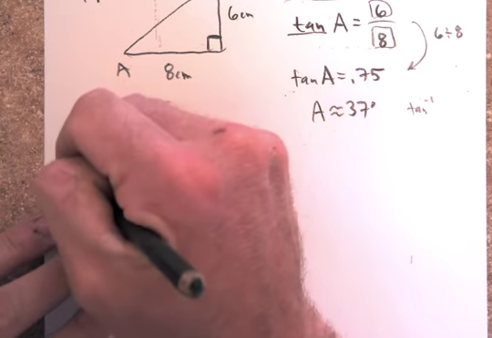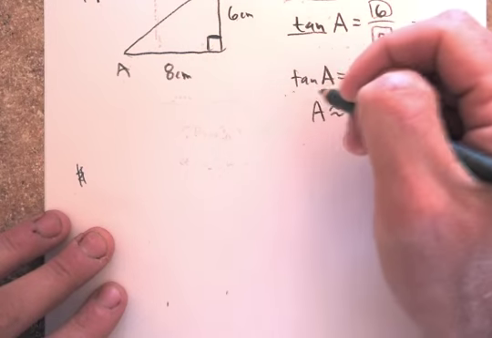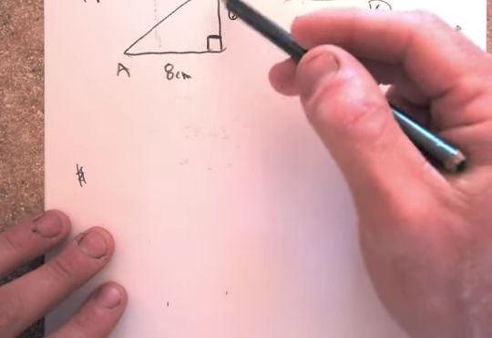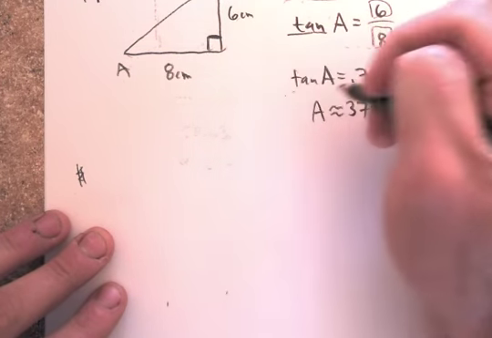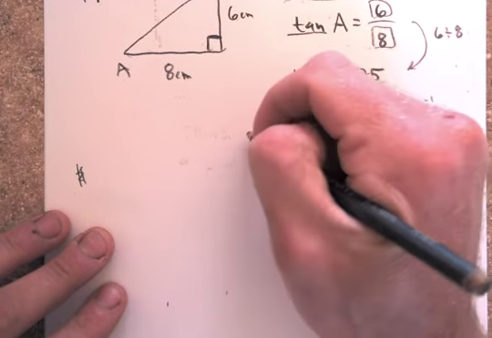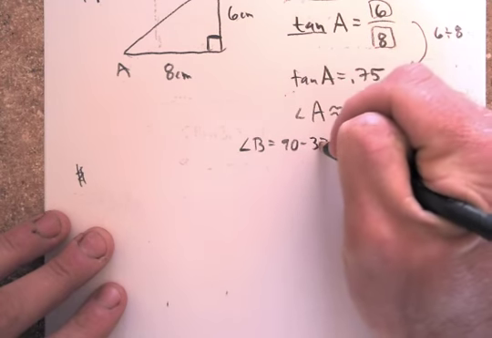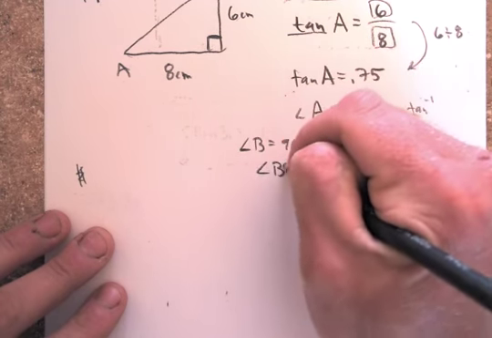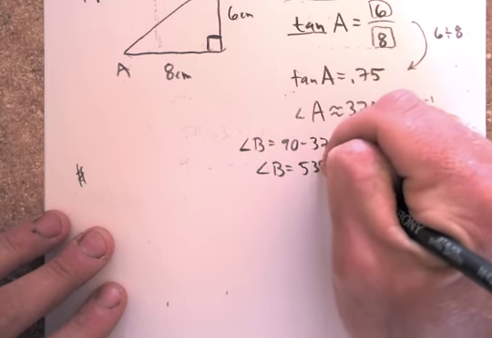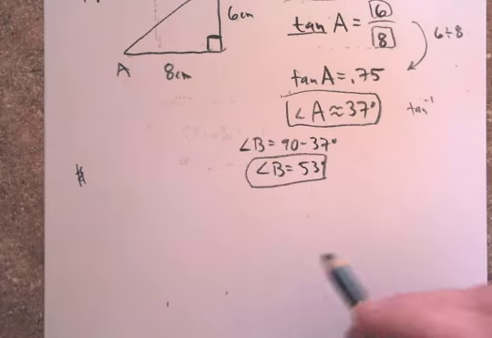Okay, let's just do one more. What about angle B? Well, for angle B, we could do something like a tan again, but really, let's just say these two angles add up to 90. So angle B is 90 minus 37. So that is 53. And that's how you can find the angles.